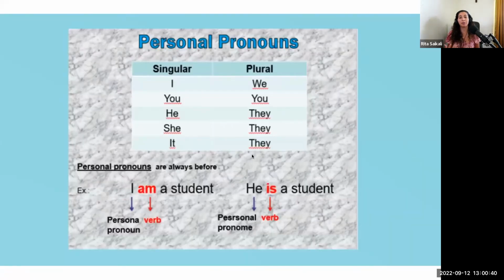So again, personal pronouns, just to quickly recap, that's I, you, he, she, it, we, they, and the plural form of you is you, and the plural form of he, she, and it is they, regardless of whether it's masculine or feminine. Cool. This should be easy. It should be a review.